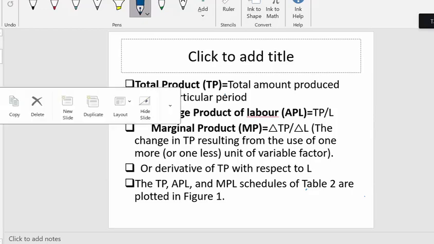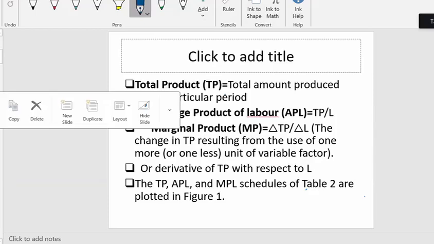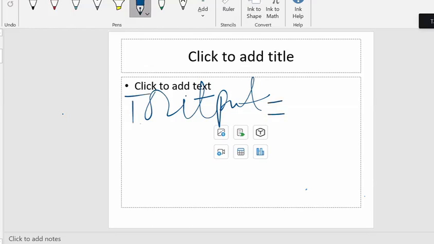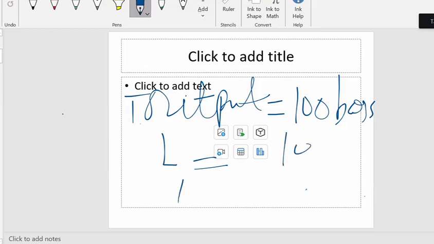Let me show you something here. For example, let's say the total output, labda you have 100 what? Bags. Sorry. Umeajiri watu wangapi? Let's say 10. Sawa. Kwa maana average product ni sawa sana kuchukua ile total product divide by what? By the number of people you employed.